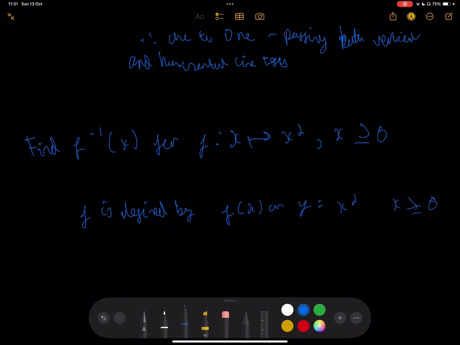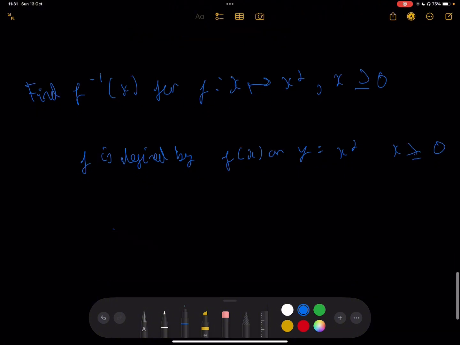I think when you're trying to calculate the inverse function, it's much easier to work it all out in y's and x's and then convert it back into function form. So I think we're going to do that. So therefore, f minus 1 of x is defined where x is equal to y squared.